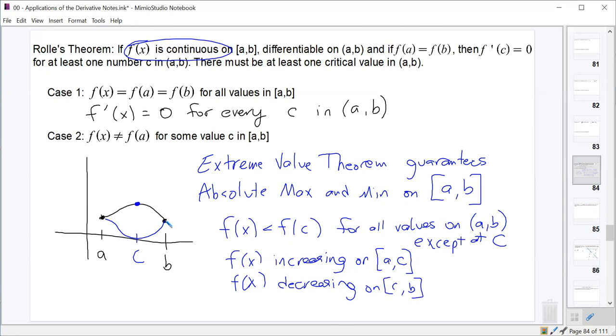And that would tell us that if our function goes from increasing to decreasing and it's differentiable, there must be a place where f prime is equal to 0. So I think that's a pretty straightforward little proof of it. We can be guaranteed that we have a critical value somewhere on that interval.